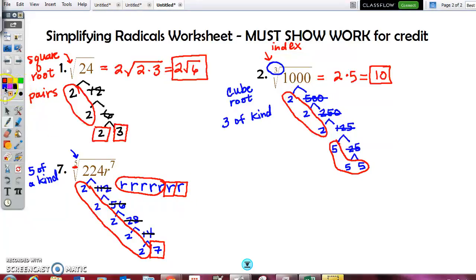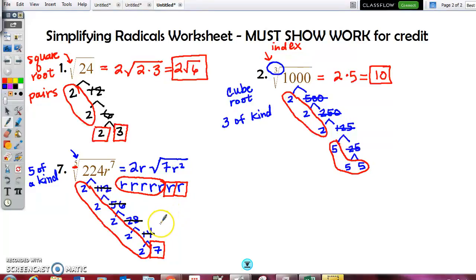So our final answer here would be what gets to come out? The 2, the R. Who stays home? The 7. And this R times this R, which is in fact R squared.